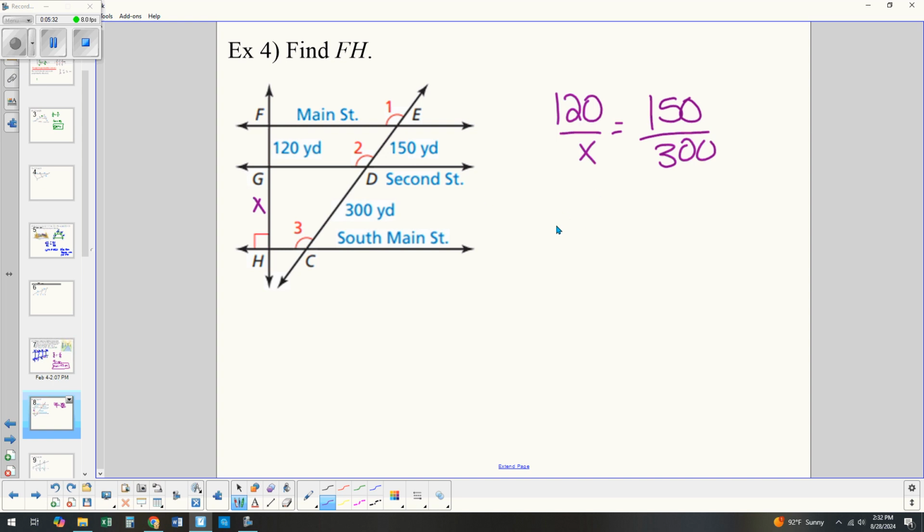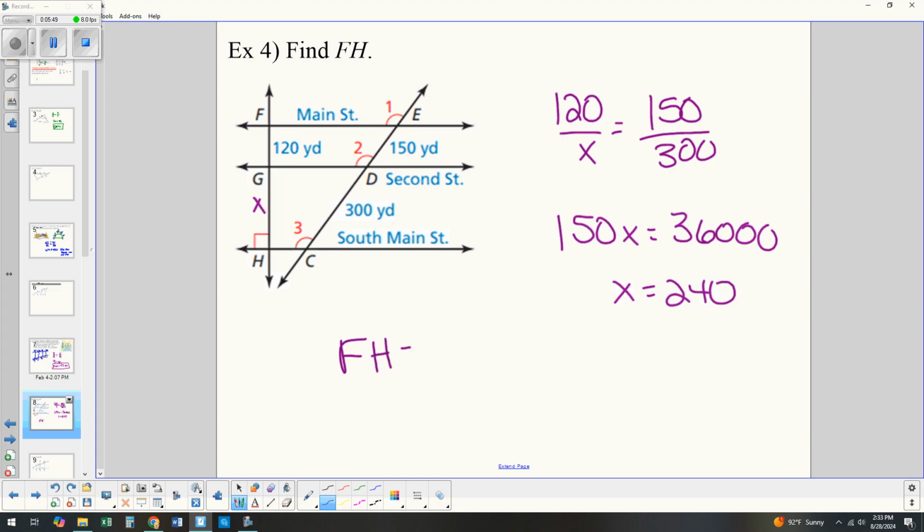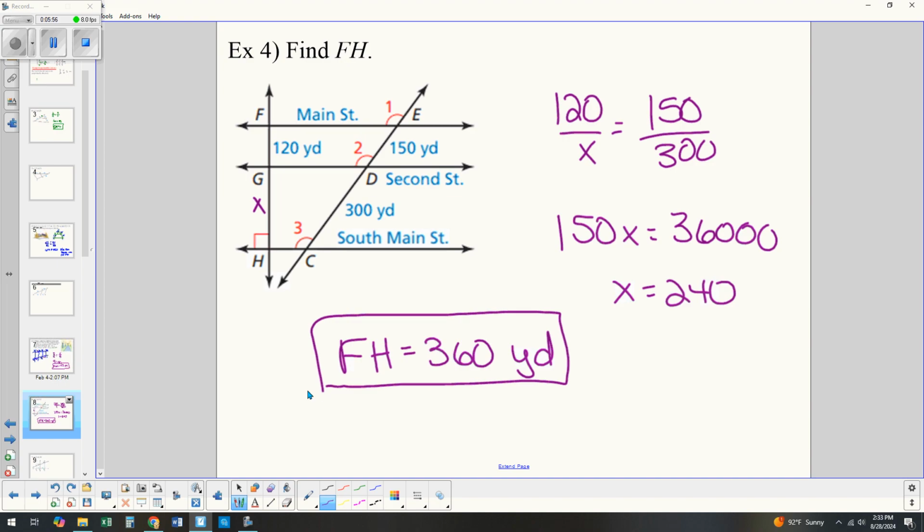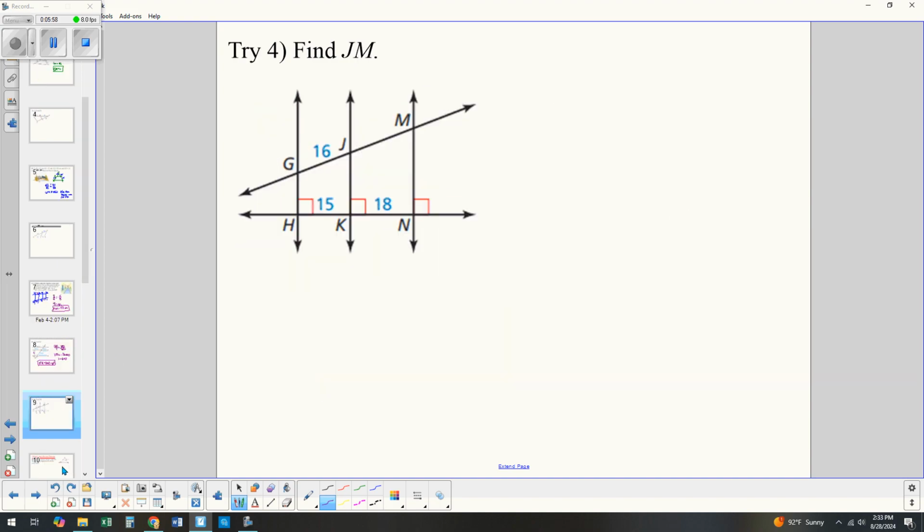So when we cross multiply here, I'm going to get 150x equals 36,000. When I divide by 150, I get x is 240. So 240 and 120, FH is really 360 yards. So here's one for you to try. Pause if you'd like. Answers are posted online.